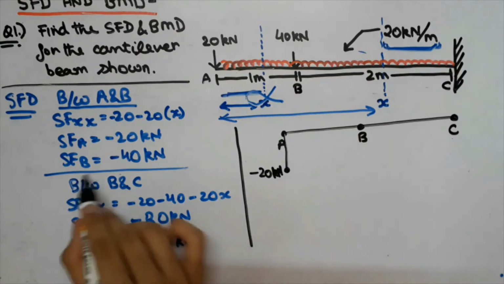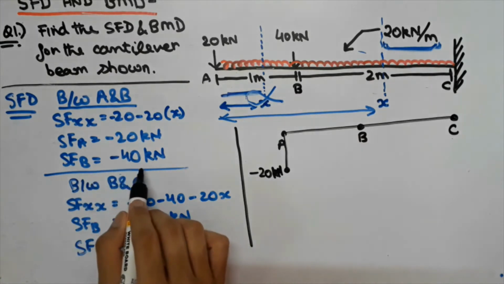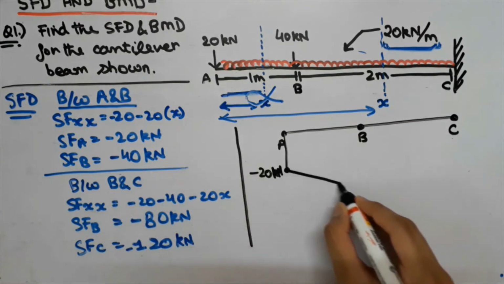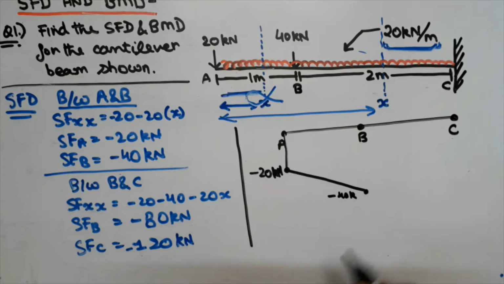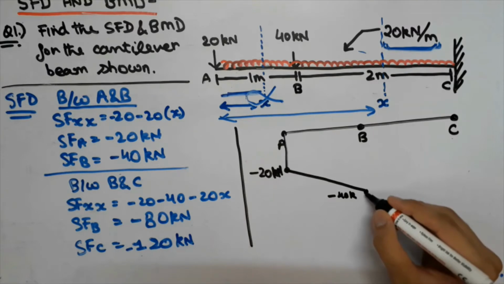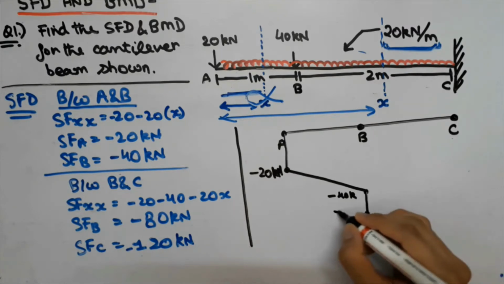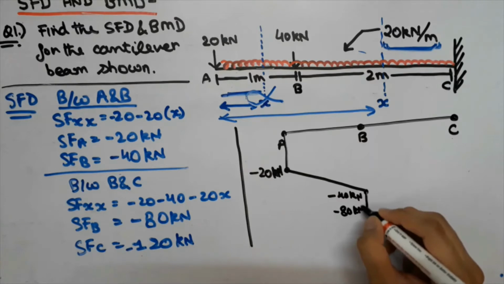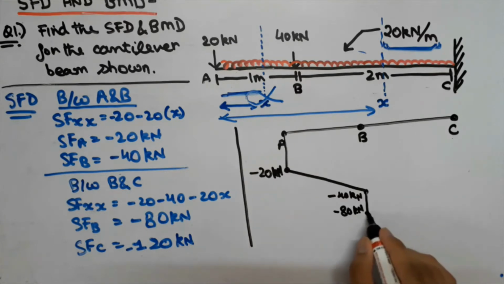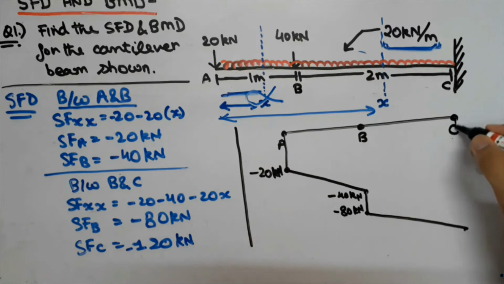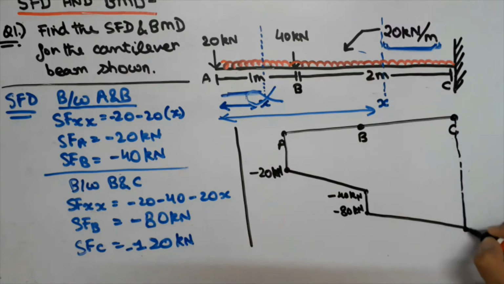And now similarly SFB came out to be minus 40 kilonewton. So we will move this linearly to the minus 40 kilonewton point. And guys, when we found out the shear forces between B and C, the value of SFB, that is the shear force at B, came out to be minus 80. So now we will move this straight to the point of minus 80 kilonewton. And similarly our SFC, that is the shear force at C, came out to be minus 120 kilonewton. So we will move this linearly towards that point, that is towards the minus 120 kilonewton point.